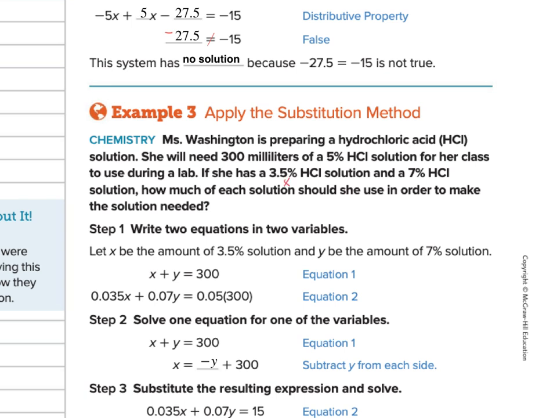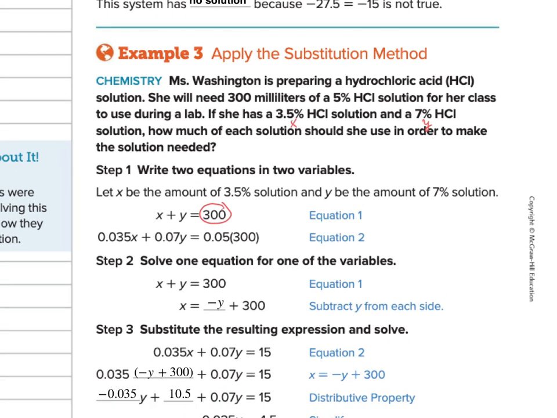We have two solutions. We have an X and a Y solution. We know we want a total of 300 milliliters. And so if we have this solution, the 3.5%, so 0.035 X plus the 7%, 0.07 Y, is equal to, remember that solution we want to have is going to be 0.05 times the 300 milliliters. We don't know how much of the two other hydrochloric acids we're going to use. We don't know how much, but we know we want the result to be 300.